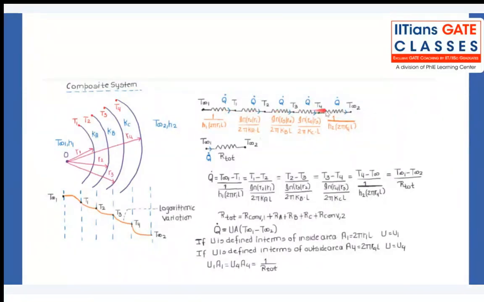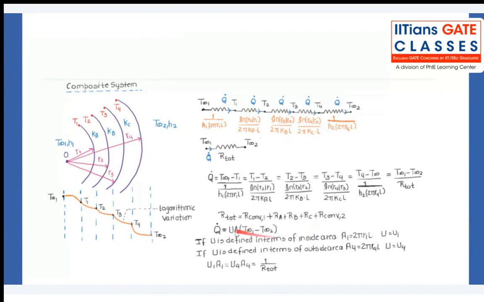All the resistances are in series. Why? Because the heat transferred via convection, let us say 100 watt, is the same 100 watt that gets conducted, and finally the same 100 watt gets convected out. So all these resistances you can combine into a total resistance, because they are in series, you can simply add them up. Because the same heat is flowing, what is the heat transfer by convection? Whatever I write here, like T infinity minus T1 over 1 over H1 into 2 pi R, if you take it to the top, it is H1 into area, which is heat transfer via convection. This is heat transfer via conduction, this is conduction, conduction, and then convection.